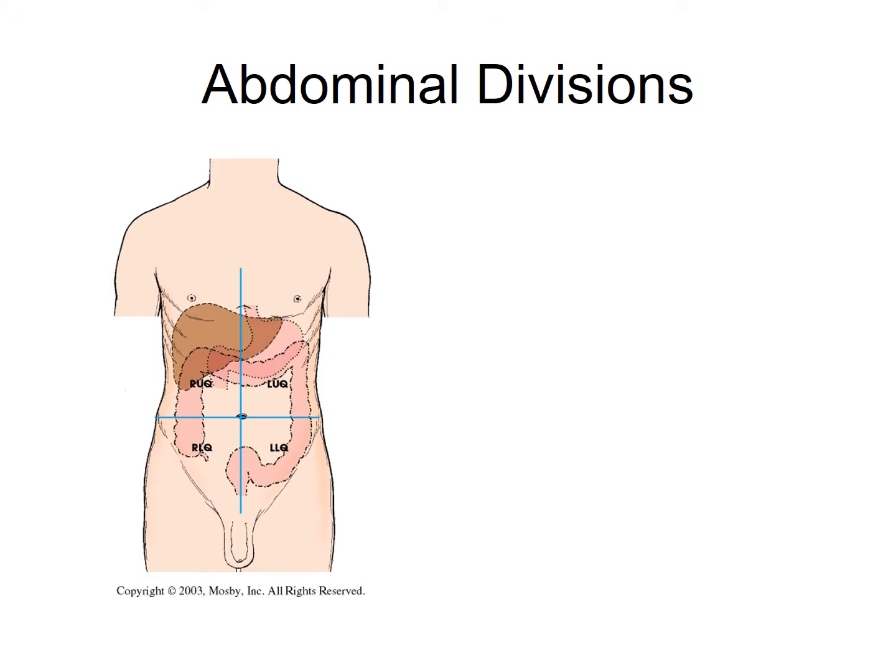And it is appropriate, and we do use these abbreviations when we're documenting histories on requisitions. So if the patient's telling you they've got pain by their liver area, which is on this drawing, that brown area, then we would say patient states pain to the RUQ, the right upper quadrant.